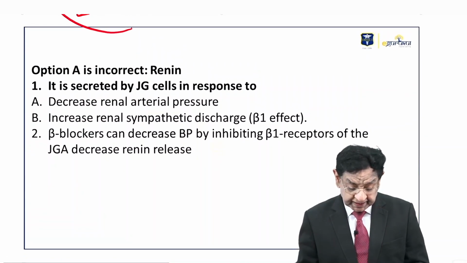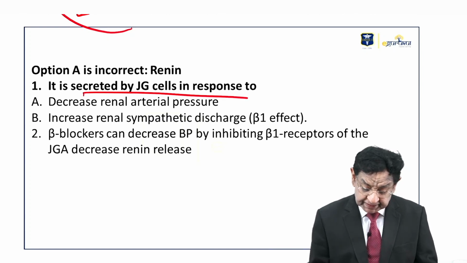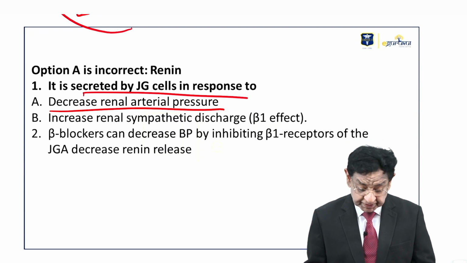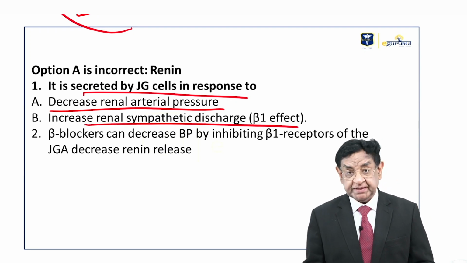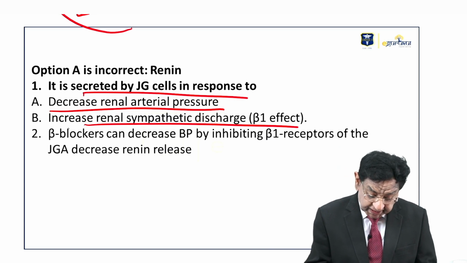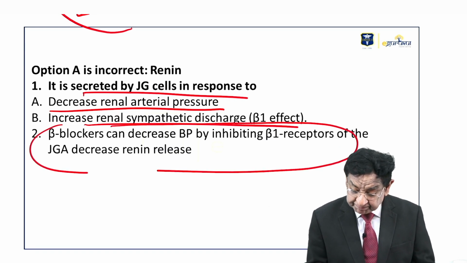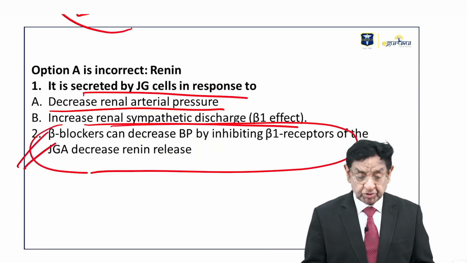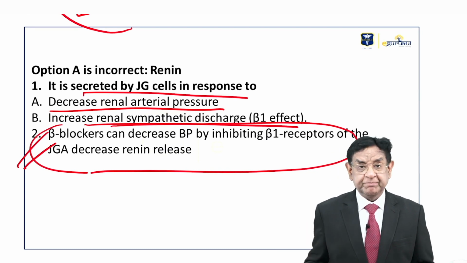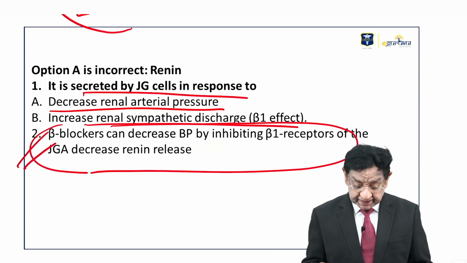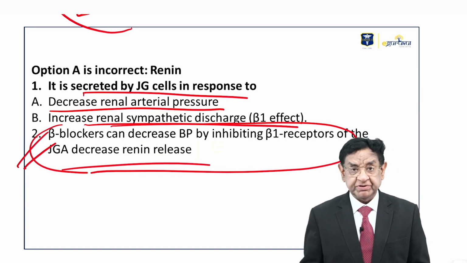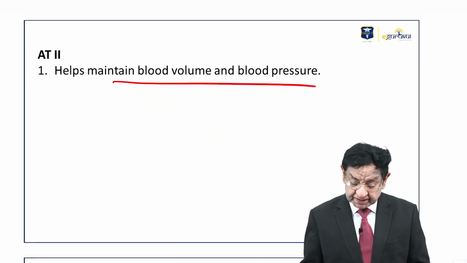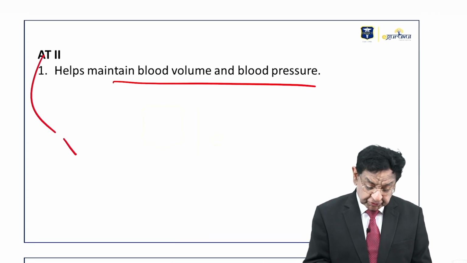We have renin secreted by juxtaglomerular cells in response to decreased renal arterial pressure and increased sympathetic discharge via beta 1. Beta blockers can decrease BP by inhibiting the beta receptor on the JG cells, causing decreased renin release. A good number of people are not aware that beta blockers also have an action in the kidney by the renin mechanism, through decreased renin secretion. Well, angiotensin 2 helps to maintain blood volume and blood pressure. It is a potent vasoconstrictor.